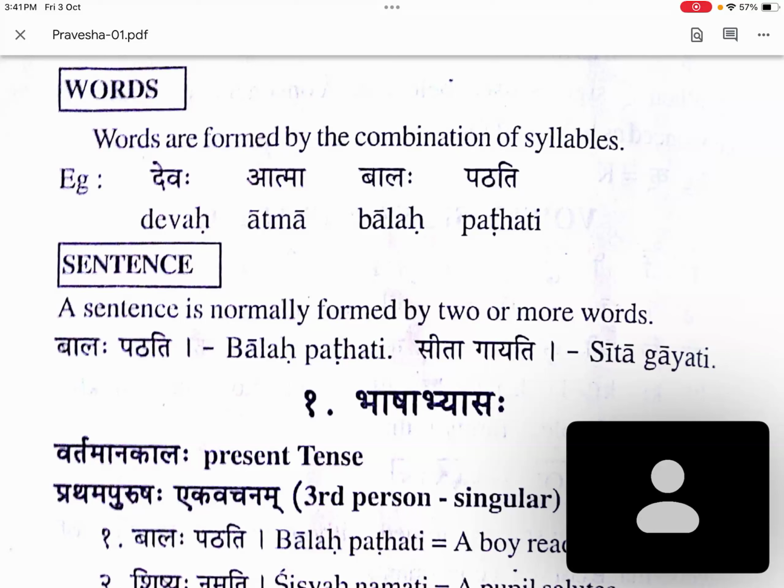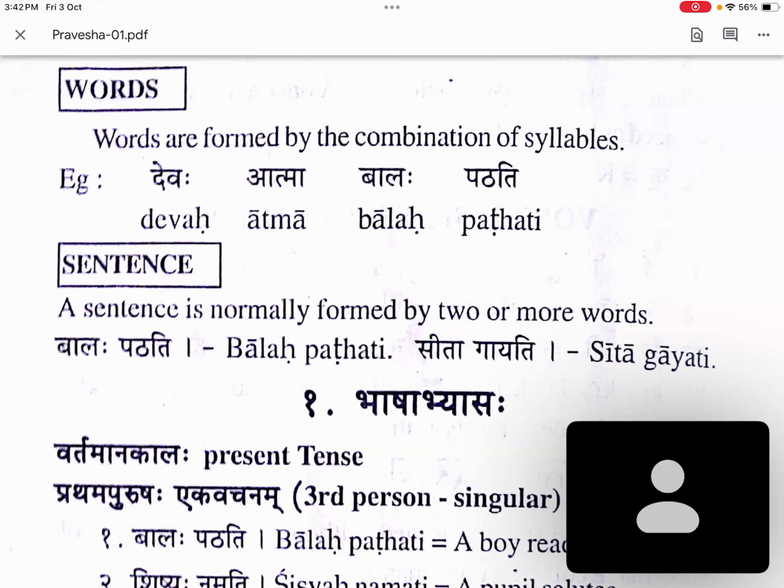But the next one, Sita Gayati. Sita sings. Bala patati. The boy reads. Sita Gayati. Gayati, so sings. So this is how a sentence is formed.